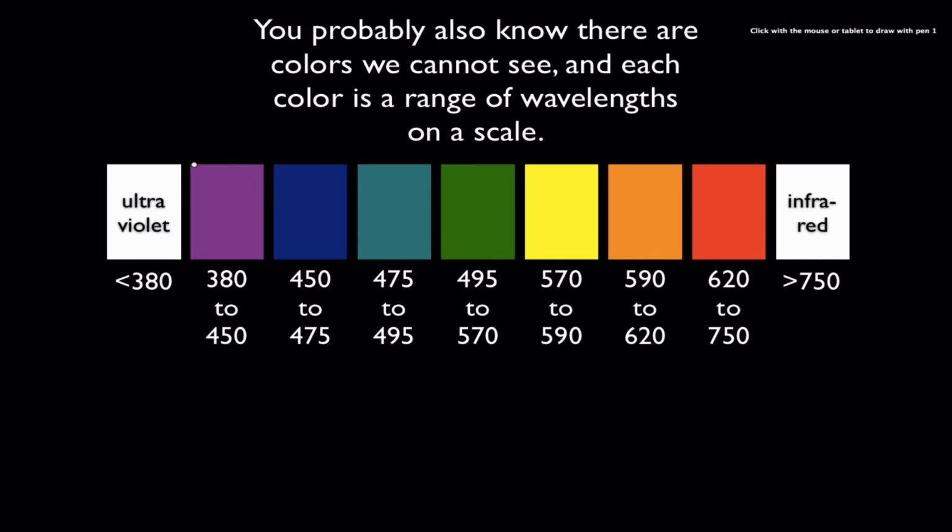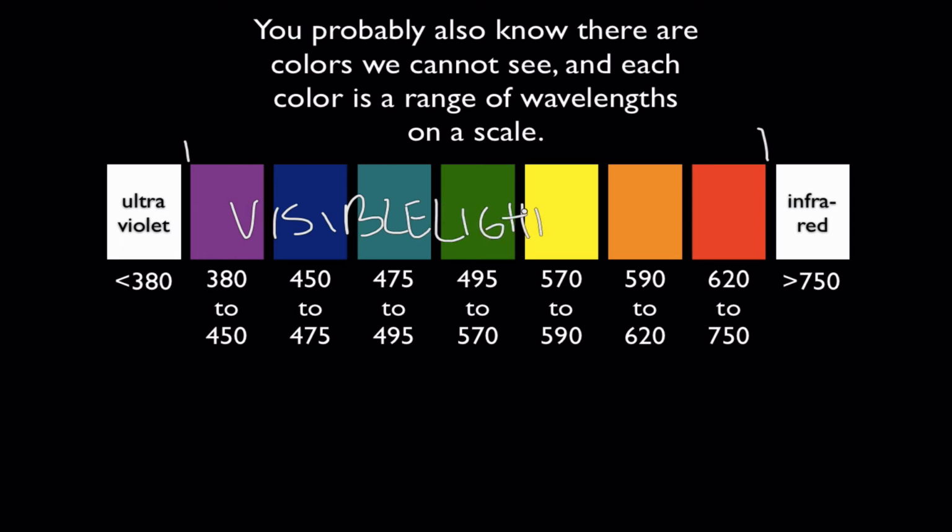But we see everything between ultraviolet and infrared, and this range of color is called the visible light spectrum. So this is visible light. For whatever reason, evolution has given us the pigments in our eyes to allow us to see things as short as purple or as long as red.